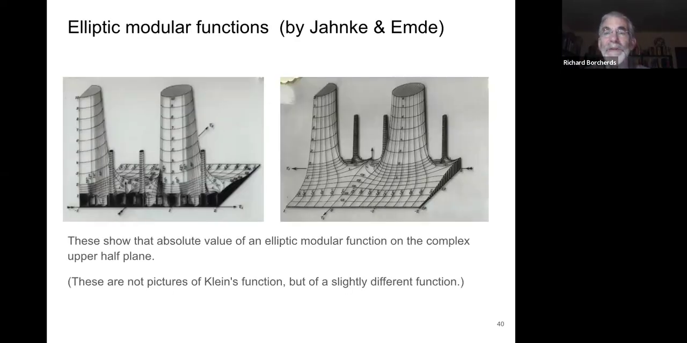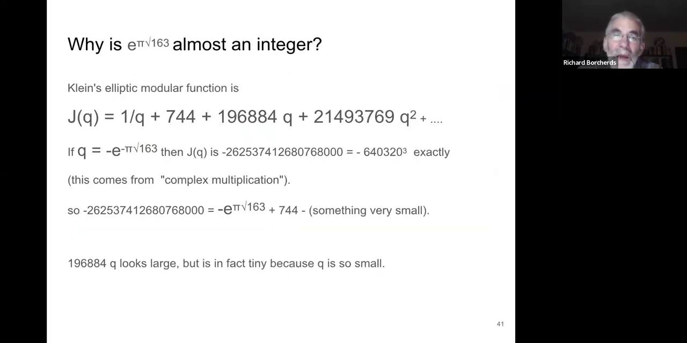If you want to see a picture of this function, there's a very nice book by Jahnke and Emde, who drew pictures of Klein's elliptic modular function. You can see it's a really complicated function with all sorts of poles all over the place. What is really impressive is they drew these pictures long before computers were available. So these pictures were actually drawn by hand. It must have taken many, many hours.